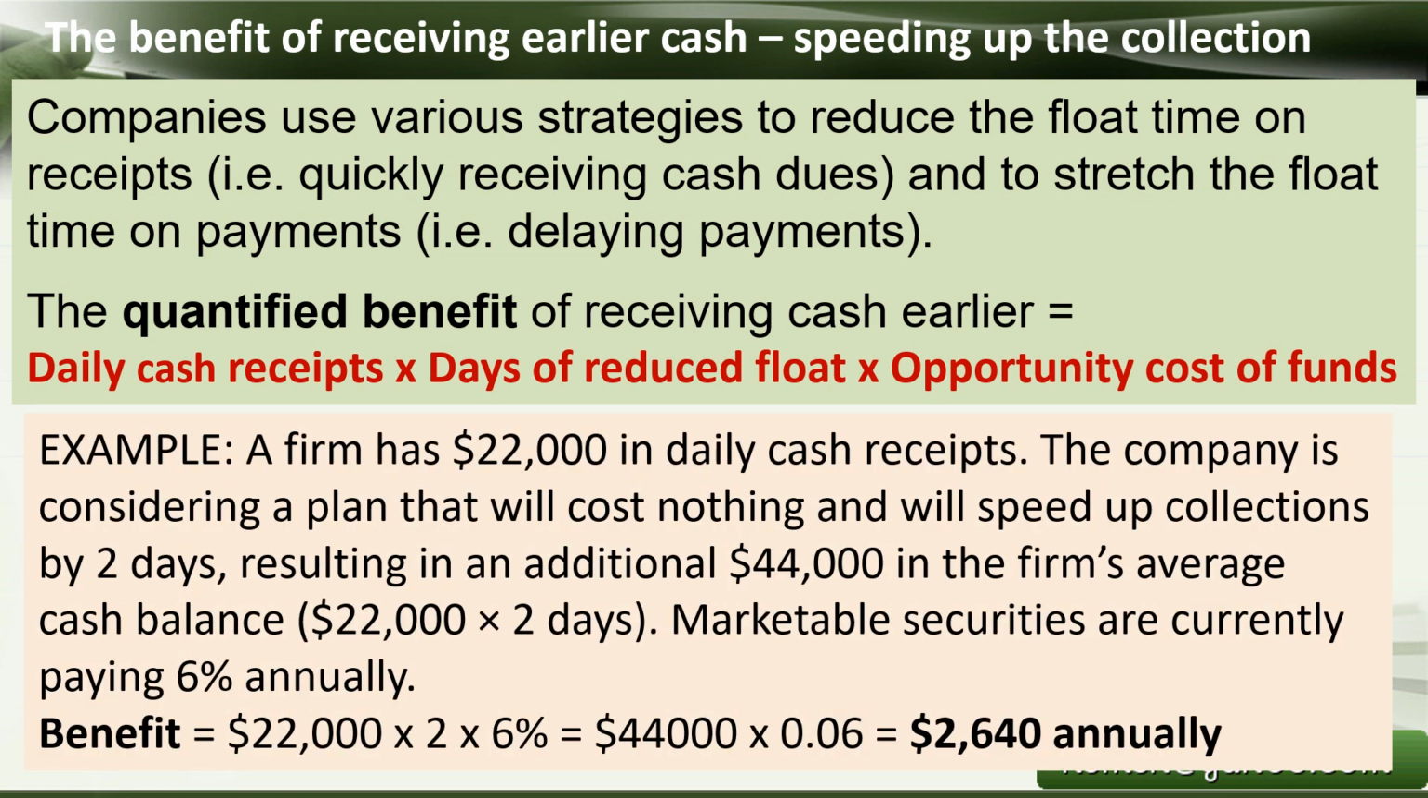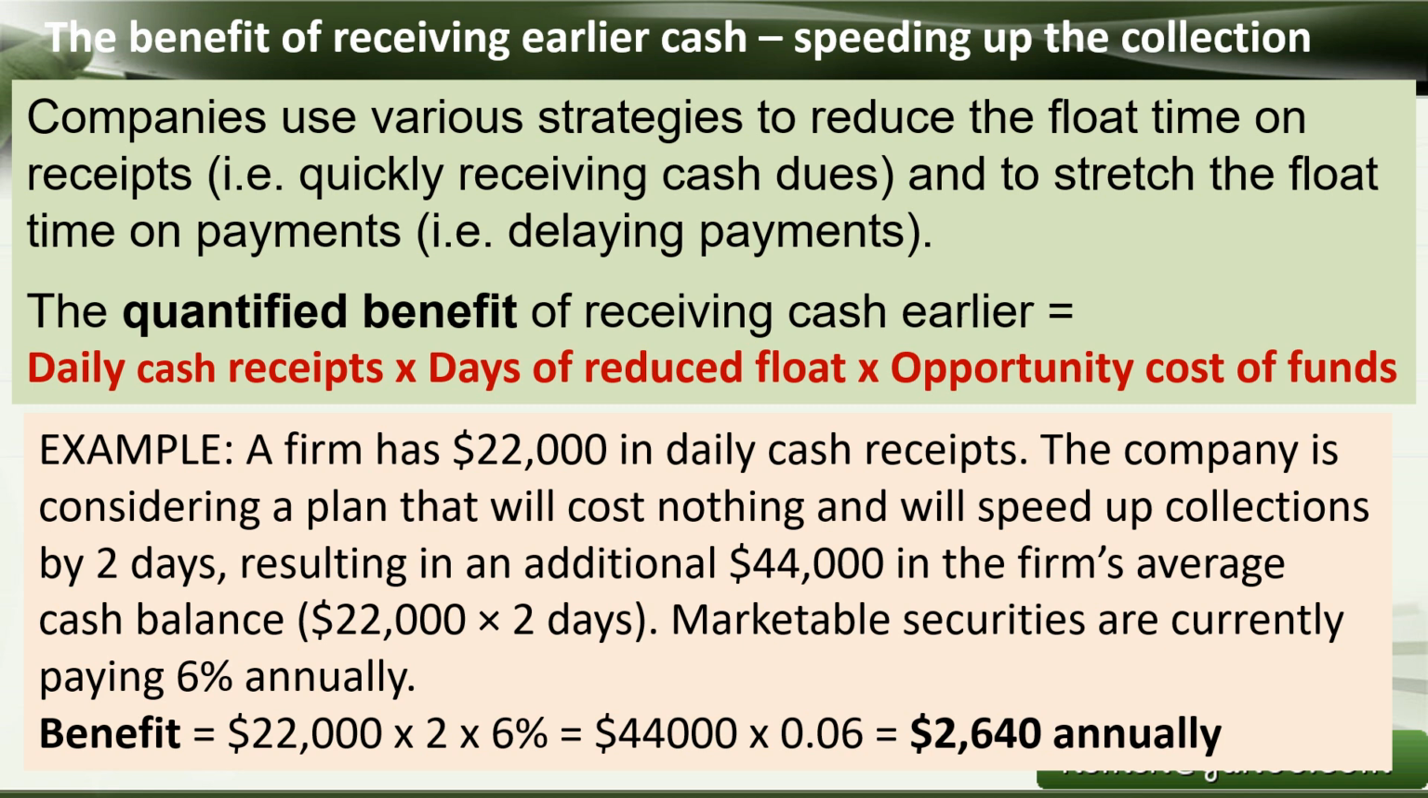Okay, let's see speeding up the collection with an example. Companies use various strategies to reduce the float time on receipts and delay the payments, as we have seen. Now let's see an example. The firm has $22,000 in daily cash receipts, on average. The company is considering a plan that will cost nothing and will speed up collections by 2 days.